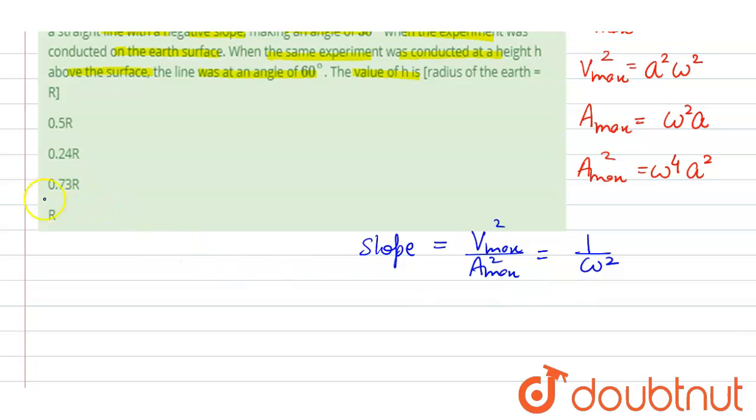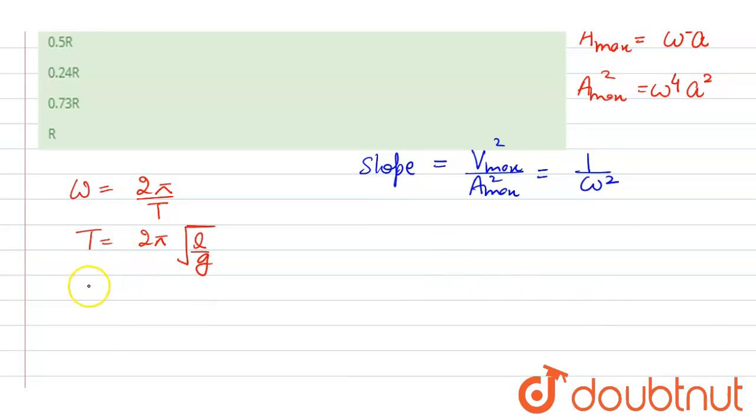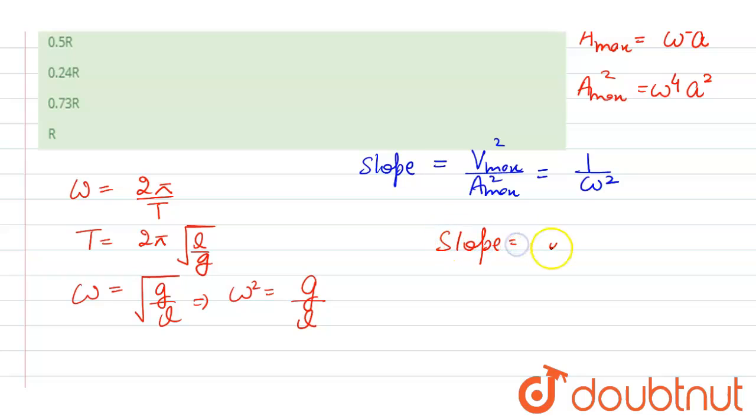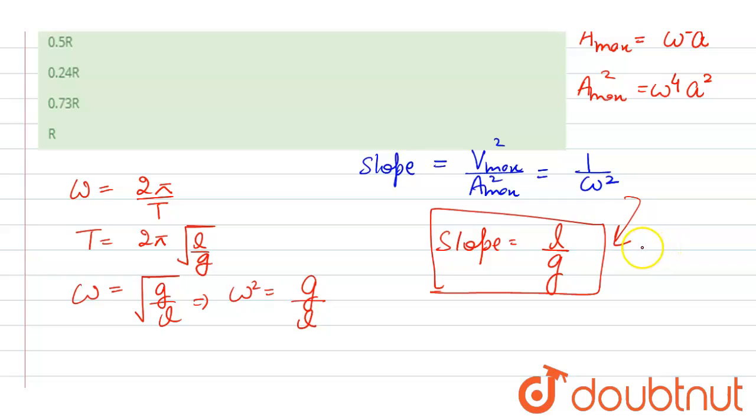And if we further solve it, omega can be written as 2 pi by T, and the time period for a simple pendulum is written as 2 pi root L by g. So here on comparing, we get omega will be equal to under root g by L, or you can say omega square will be equal to g by L. So that means slope will be equal to L by g. The slope of the graph will be equal to L by g if we put it over here, right?